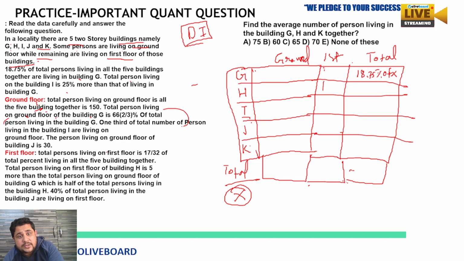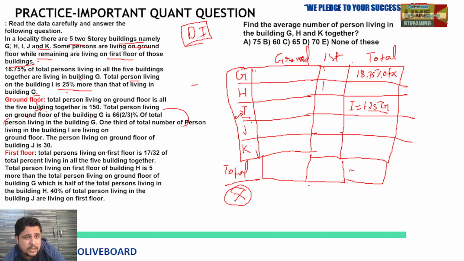Now, total persons living in building I is 25% more than that living in building G. So this is also given to us, that the total number of persons in building I is 25% more than the total number of persons in building G. So we can say that I is equal to 1.25 G. Clear? Okay, this is what is given to us.